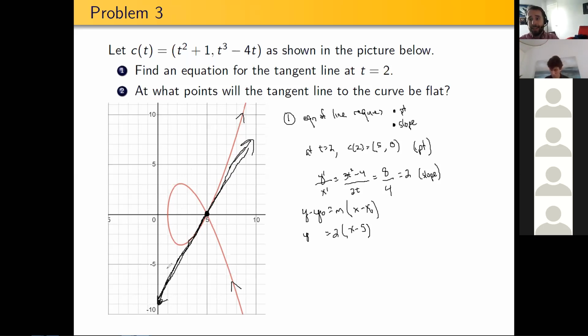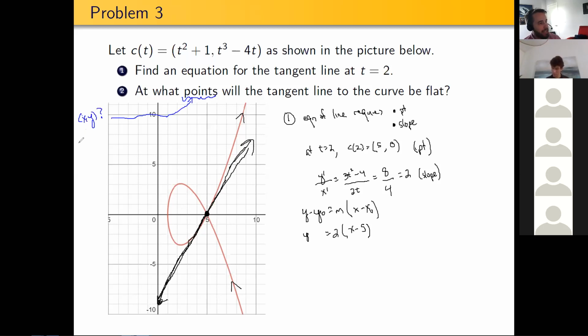Okay, and so that's how we can approach this problem, right? We have a specific t value that we're interested in, and then we just have to evaluate different quantities at that t value using the point and using the slope. The second question is slightly more intriguing, or slightly harder to wrap our head around. We are asking at what points will the tangent line to the curve be flat? And this is a little ambiguous. Do I mean point as in x comma y?